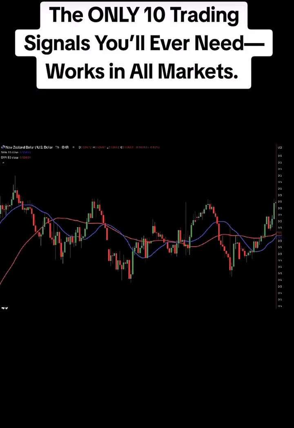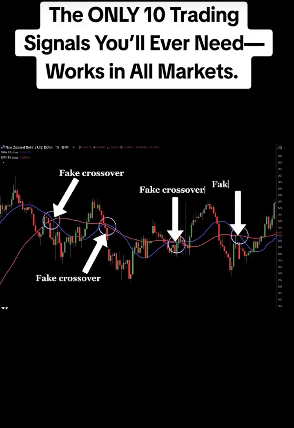If the market is ranging, you'll get signal after signal and most of them will be false. In this example, look how many fake crossovers happened during the sideways movement. Every entry turned into a loss, and if you keep doing this, your account will bleed out.